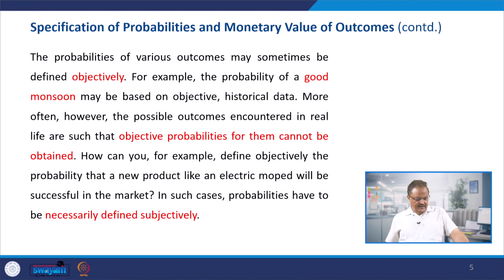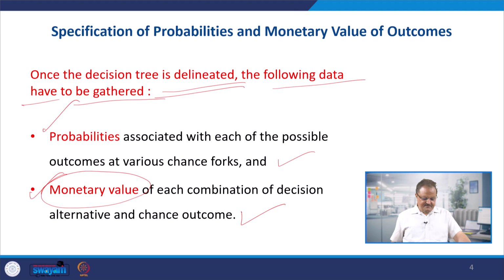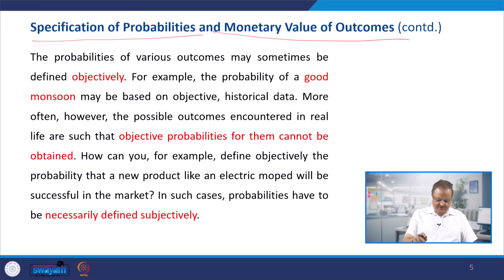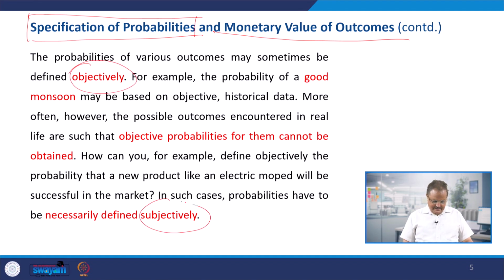And now again, a million dollar question: how to specify the probabilities and the monetary value of the outcome, as we were talking about in the previous slide. How do we go about specifying the probabilities? In the previous lecture, with regard to simulation, I told you that assigning the probability to any outcome can be done in two ways. Number one, it can be done objectively, or it can be done subjectively.